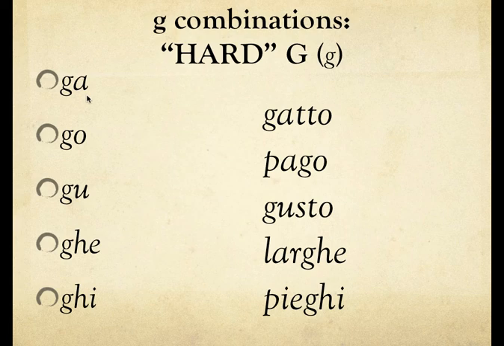So we have G-A, ga, G-O, go, G-U, gu, G-H-E, ge, G-H-I, gi. And here we have words using these sound combinations. Gatto, pago, gusto, larghe, pieghi. And here they are pronounced in Italian and then their English equivalent.